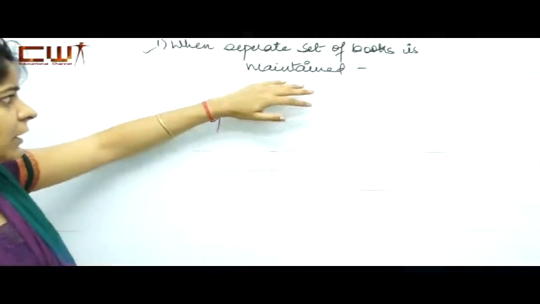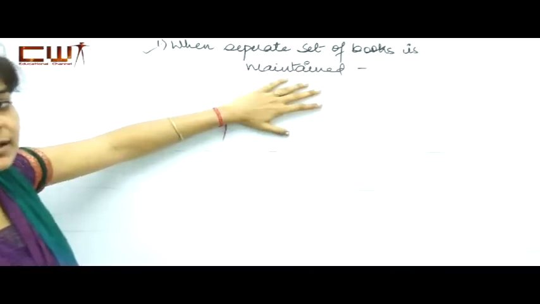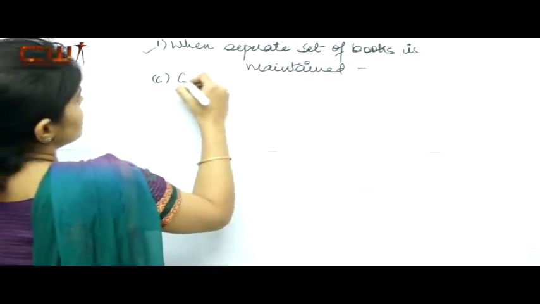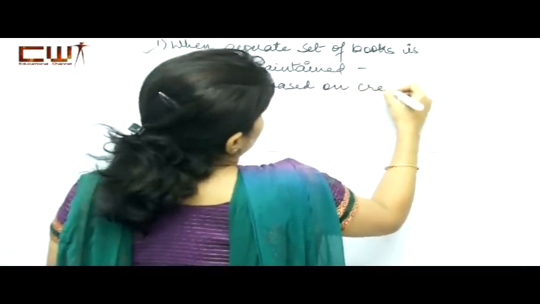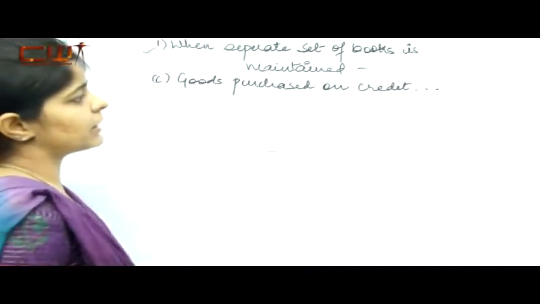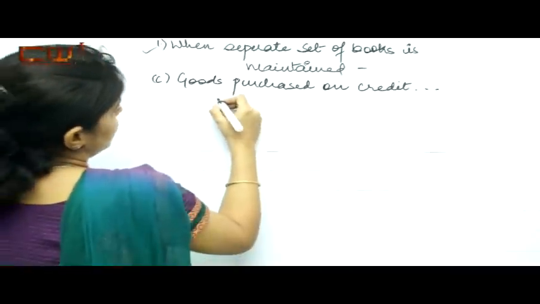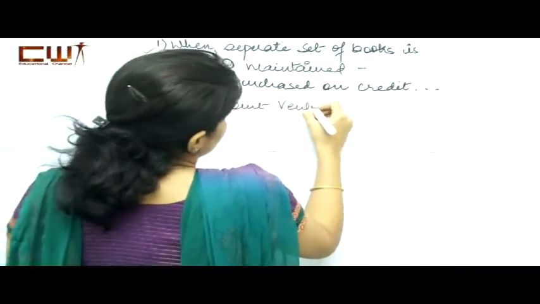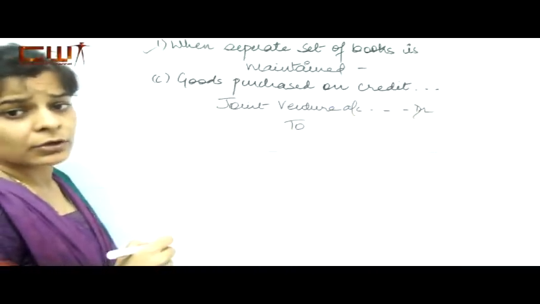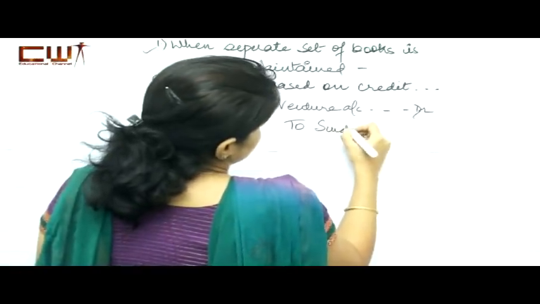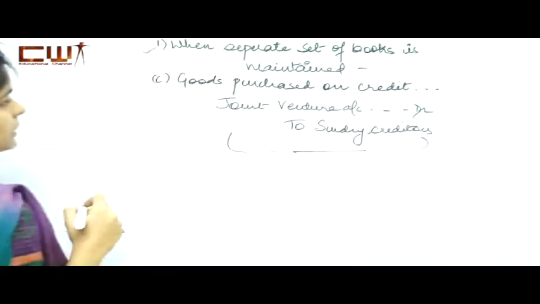When a separate set of books is maintained, I explained the two entries of initial contribution and goods purchased in cash. Another thing is goods purchased on credit. Generally what entry do we do? Goods to sundry creditors. But we are not writing goods directly. What we write is joint venture account debit to sundry creditors account credit. Write the narration, close the entry.